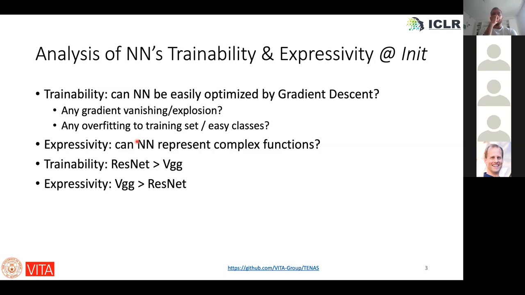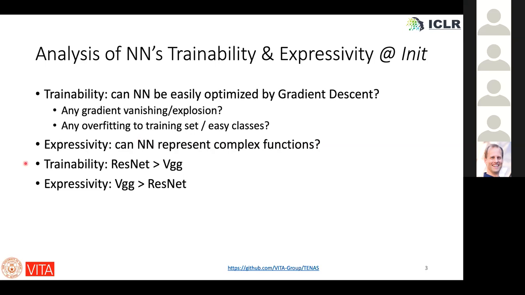For trainability itself, ResNet probably has better trainability than VGG, because we know that the skip connections significantly ease the training itself. And for VGG, we know that for some complex tasks like segmentation or detection, VGG even has to leverage stage-wise training, which is very hard and difficult. And for expressivity itself, we know that many of the VGG networks have a larger number of parameters than ResNet. So ideally, the VGG network can represent more complex functions than ResNet.